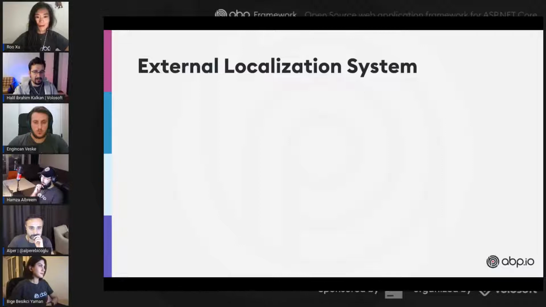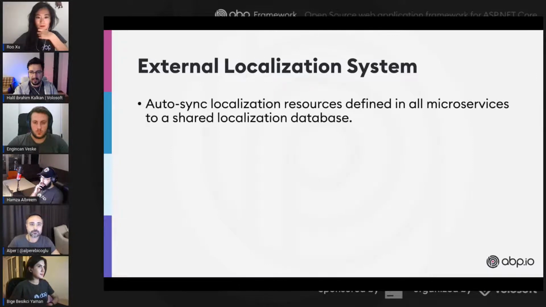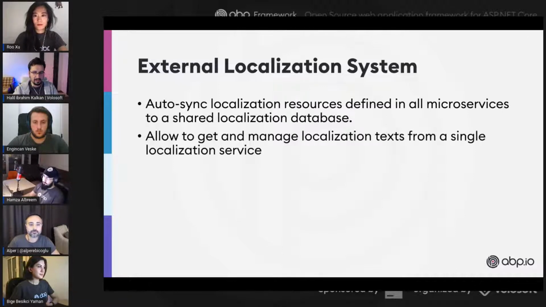The localization system has the same problem. You know, in the ABP framework, and also in ASP.NET Core, localization texts are stored in the assembly that defines them. So there is no way in a microservice system to collect all the localization texts in a single place, to manage them or read them at a single point. Now with ABP 7, that's possible. We automatically sync all the localization resources defined in all microservices to a shared localization database. And now we are able to get and manage localization text from a single localization service.